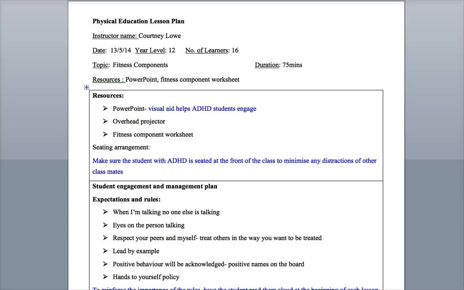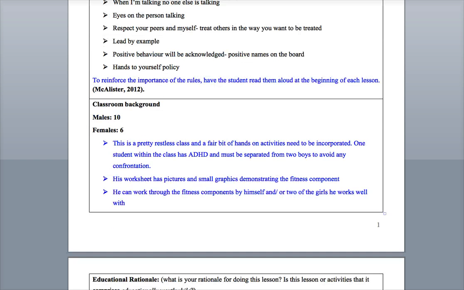Okay, so I've chosen to do my lesson plan on a physical education level. It's a Year 12 VCE level PE class, and I've chosen to differentiate the lesson plan for an ADHD student. My make-believe class has 10 males and 6 females, and it's a pretty restless class that needs a lot of hands-on activities to be incorporated.